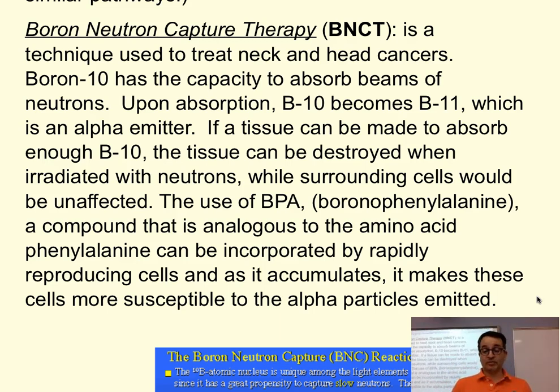And so the way that we use this is that we create a boronophenylalanine, all right? My Lord, can't say any words today. And that will be incorporated because it's so similar to the normal phenylalanine amino acid that it will be incorporated into the proteins of rapidly reproducing cells, all right? And so because those are going to be present more in the tumor cells, the cancer cells, then when we radiate with neutrons, those are the cells that are going to be emitting alpha and being destroyed.